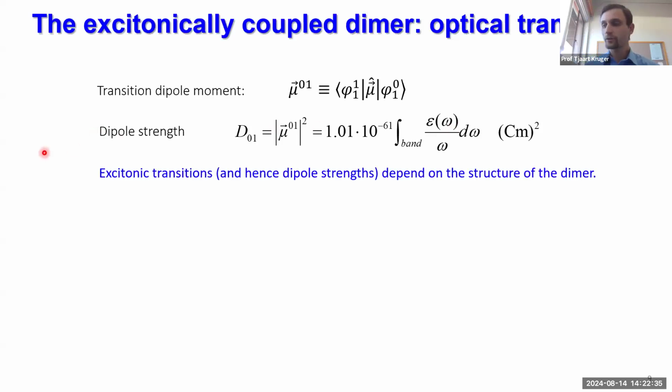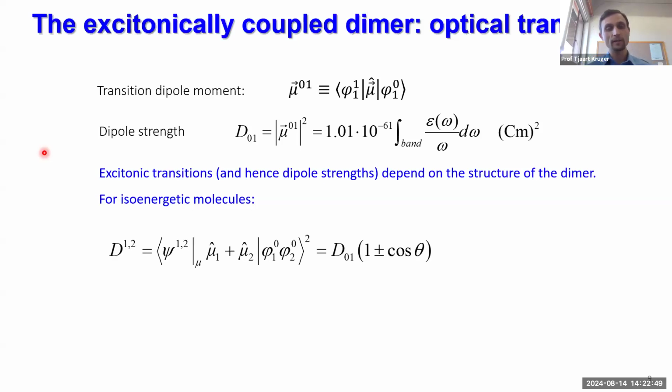Okay, the excitonic transitions and dipole strengths depend on the structure of the dimer. That means the relative orientation between the different dipoles. Let's consider, for the sake of simplicity, isoenergetic molecules. In that case, we have two different states, each with its own dipole strength. If we consider the separate transition dipole moments, mu1 and mu2, interacting with our joint state here.